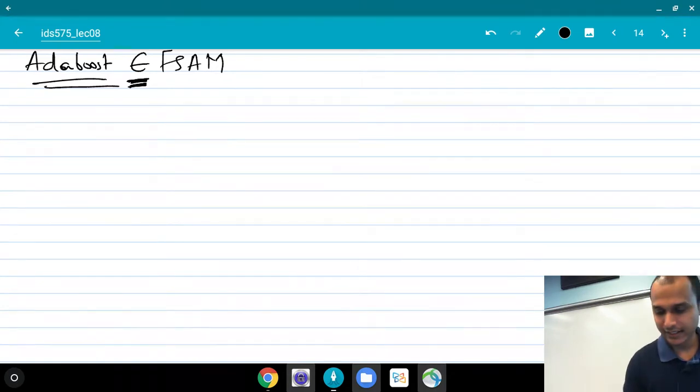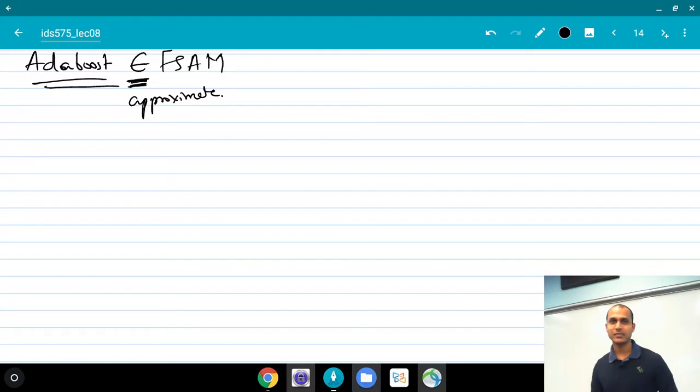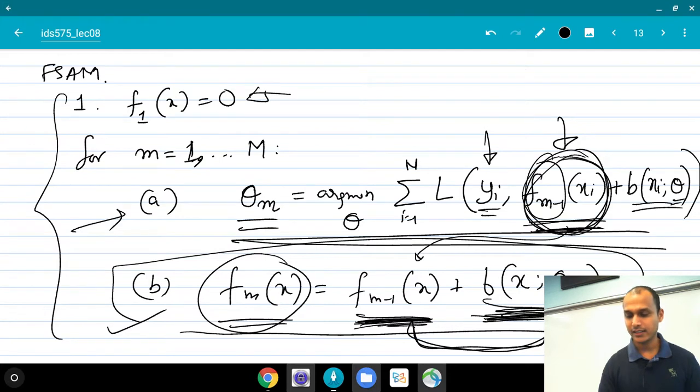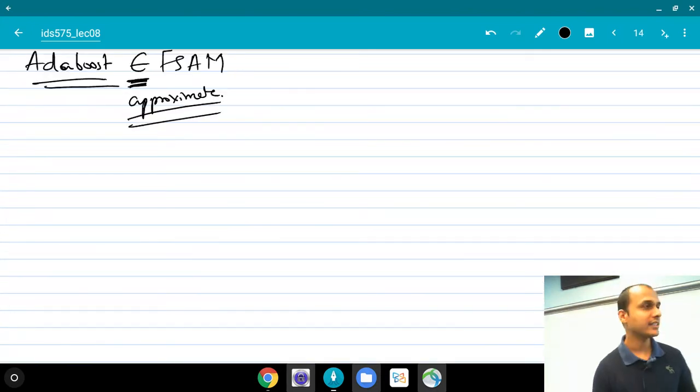Actually, this "in" is approximate, not exact. That's why I said it's a partial explanation of why the Adaboost procedure works. Adaboost is doing something different. It reweighs data points and gets a weak classifier, then reweighs data points and builds another weak classifier. Here we didn't say that. Here we said build a model, get the model's predictions, and then build another model. So there is no data reweighing, but it's essentially approximately the same.